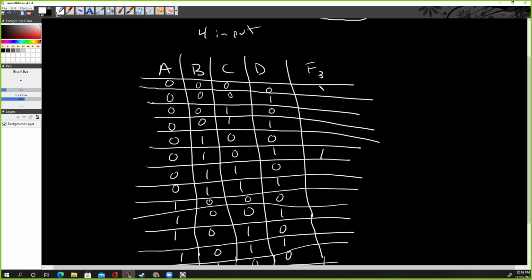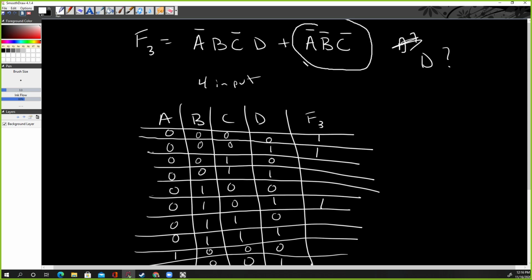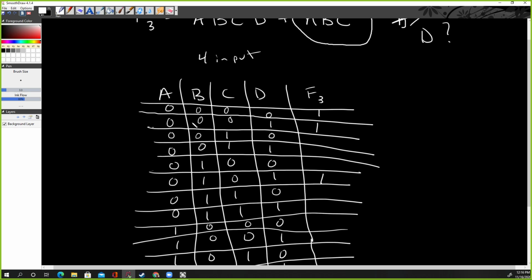That brings us to this one and this one. See, A, B, and C are all off. D, I don't care. A, B, and C are all off. This one's on, but I don't care because it doesn't mention D at all. It just says if A, B, and C are all off. And in these two scenarios, as you can see here, they are, right?